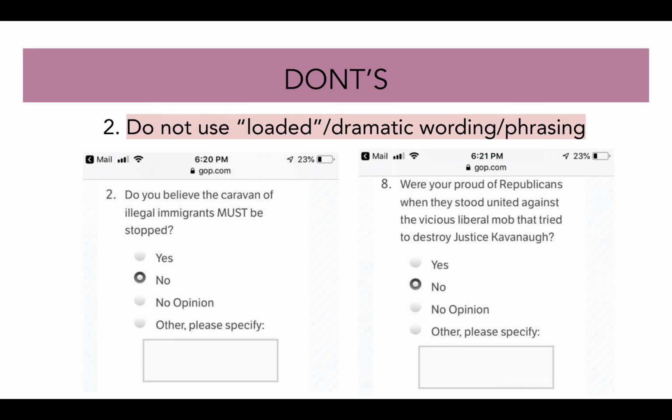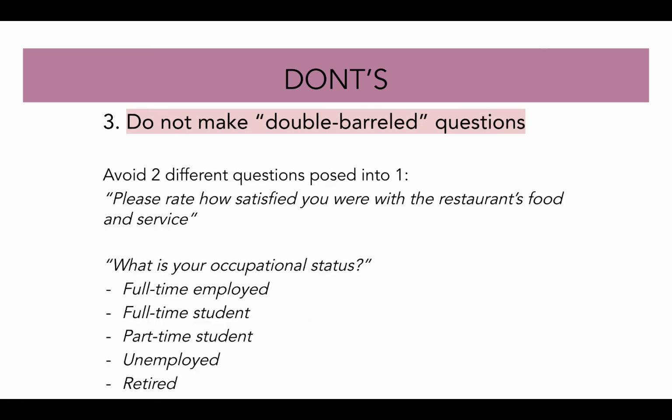Were your proud, wow, there's even a typo in there. Were your, magnificent. So were you proud of Republicans when they stood united against the vicious liberal mob that tried to destroy Justice Kavanaugh? Okay. The vicious liberal mob that tried to destroy. That is very loaded in many ways. There's no need to be using the words vicious and liberal and destroy in this question. So again, it happens more often than you think, and it's obviously very problematic when it comes to accuracy and data. Of course, it's also unethical.